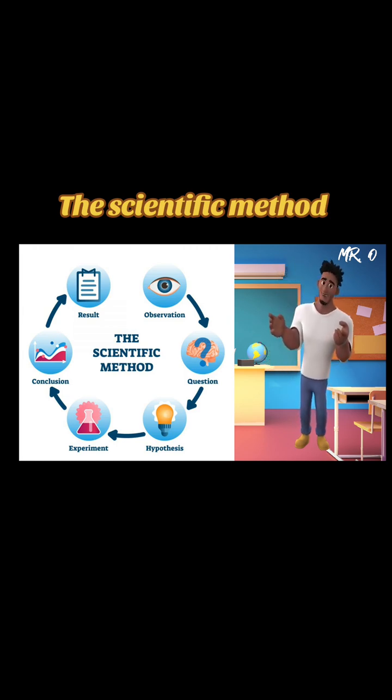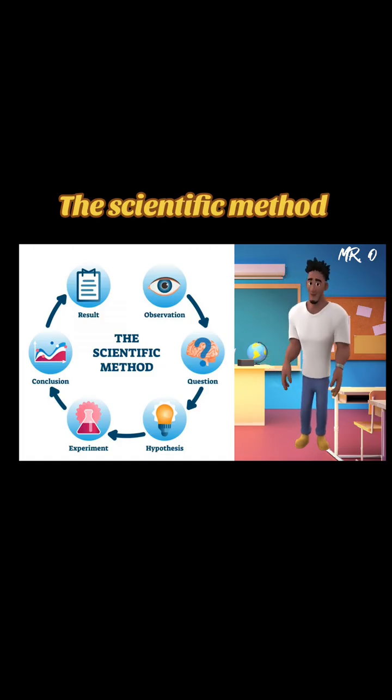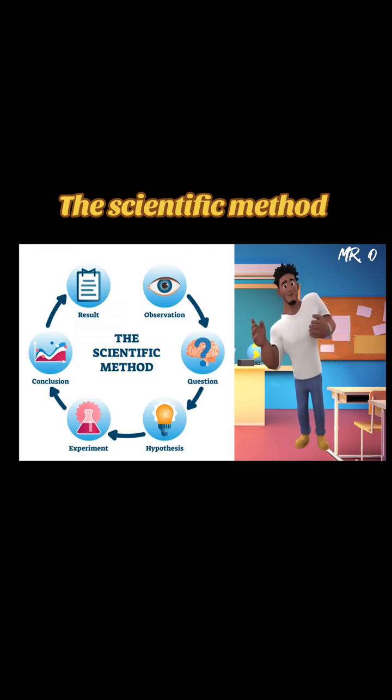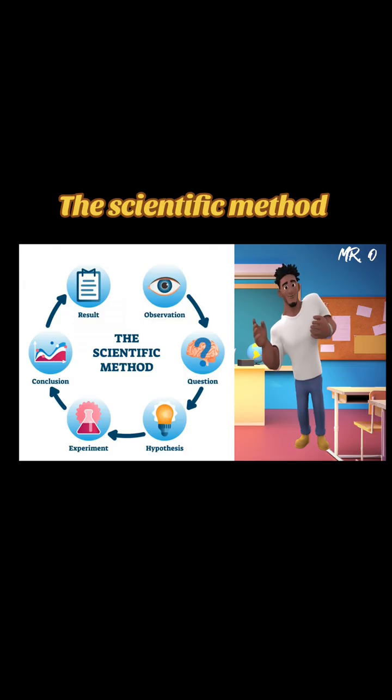Number two is question. Number three is hypothesis. Number four is experiment. Number five is conclusion. And number six is, some people say results, and I say you report the results, okay? And that's the basis of the scientific method.